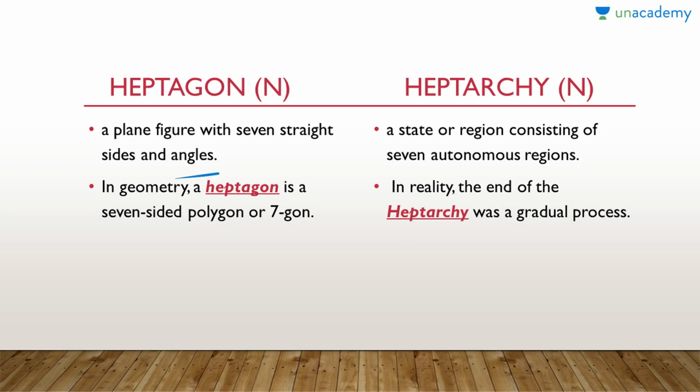Heptagon is a noun, which means a plane figure with 7 straight sides and angles. In a sentence it will read, in geometry, a heptagon is a 7-sided polygon or 7-gon. Heptarchy is a noun, which means a state or region consisting of 7 autonomous regions. So in a sentence, it will read, in reality, the end of the heptarchy was a gradual process.